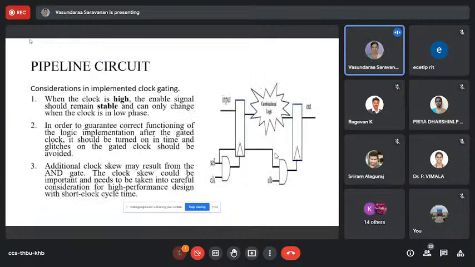Pipeline circuit. Considerations in implementing clock gating are: first, when the clock is high, the enable signal should remain stable and can only change when the clock is in low phase. In order to guarantee correct functioning of the logic implementation, after the gated clock, it should be turned on in time and glitches on the gated clock should be avoided. The next one is additional clock skew may result from the AND gate. The clock skew could be important and needs to be taken into careful consideration for higher performance design with a short clock cycle time.